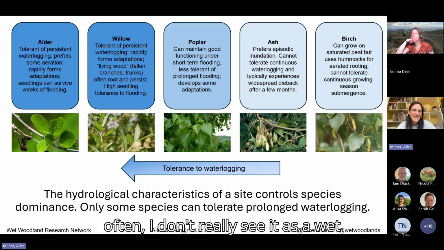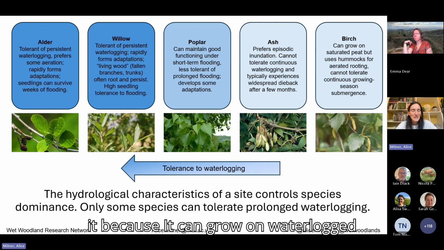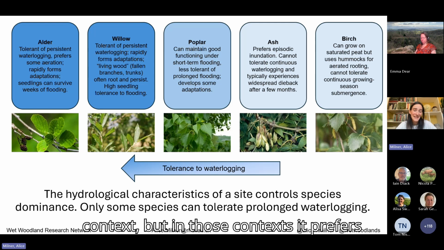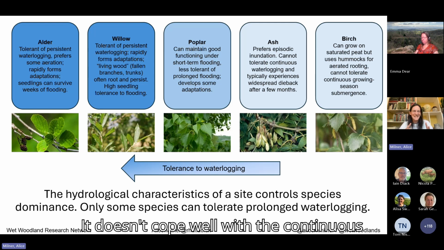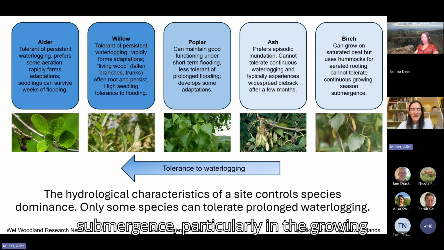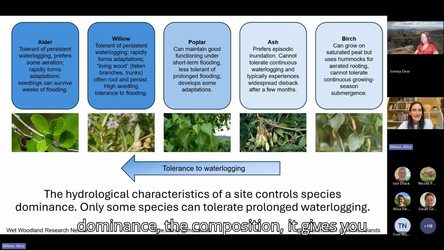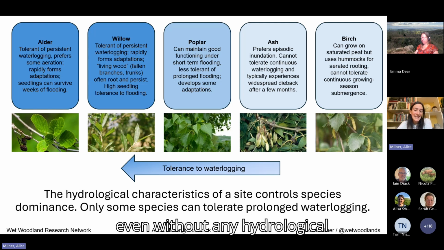I don't really see it as a wet woodland tree species, but I'm including it because it can grow on waterlogged peats, and it's often seen in a peatland context. But in those contexts, it prefers drier hummocks where it's more aerated. It doesn't cope well with continuous submergence, particularly in the growing season. So just from looking at the tree species that you have, the dominance and the composition, it gives you an idea about the hydrological regime, even without any hydrological monitoring.